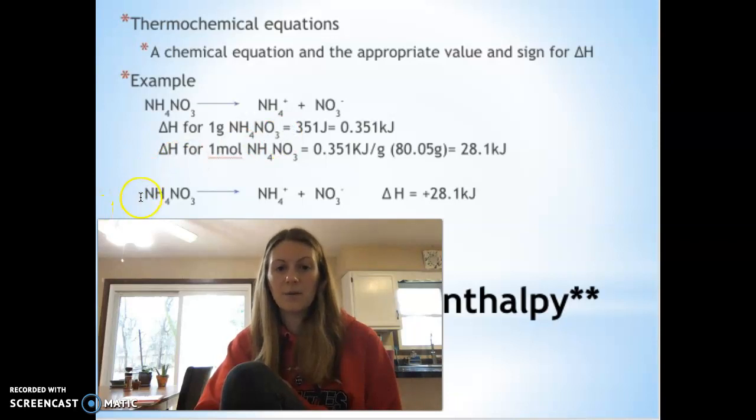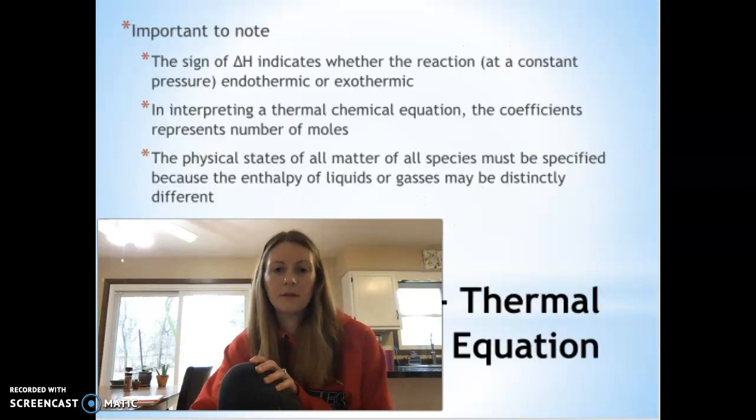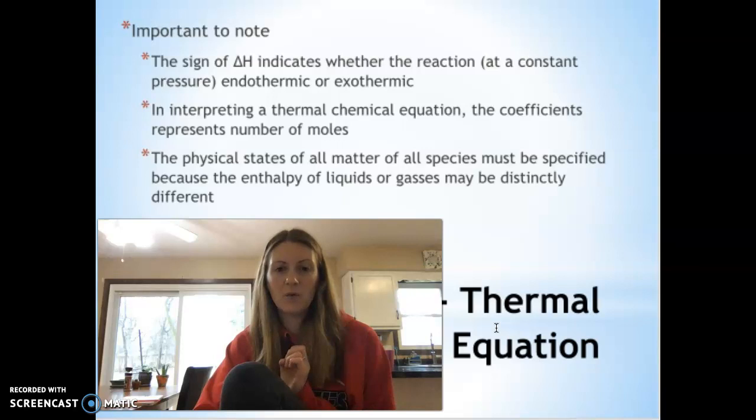So because we're talking about an equation and not a specific amount of it, then you have to convert from the grams that we used into moles. So you would multiply by that molar mass to get 28.1 kilojoules. It is important to note, however, that the sign of delta H will indicate whether the reaction at a constant pressure is endothermic or exothermic, so we should already know that by the positive or negative sign. And when you interpret thermochemical equations, the coefficients, again, remember they represent the number of moles of that substance.